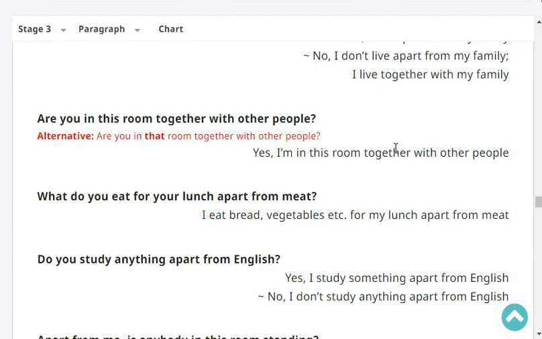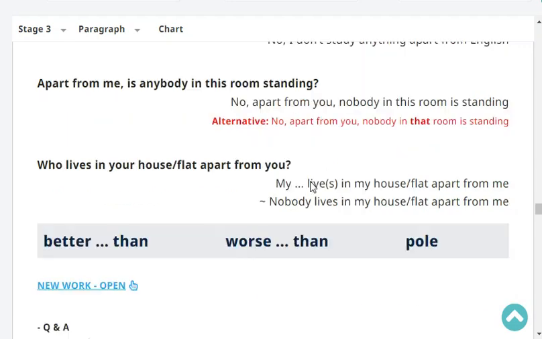Do you study anything apart from English? Yes or no? Yes, I study something apart from English. Apart from me, is anybody in this room sitting? No. Apart from you, nobody in that room is sitting. Who lives in your flat apart from you? Nobody lives in my flat apart from me.